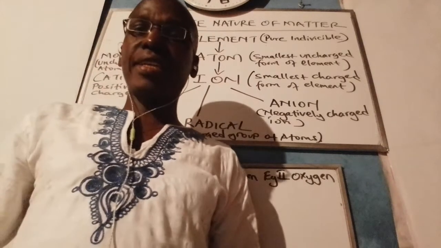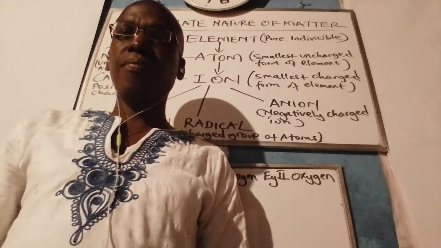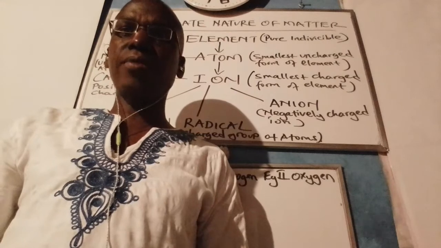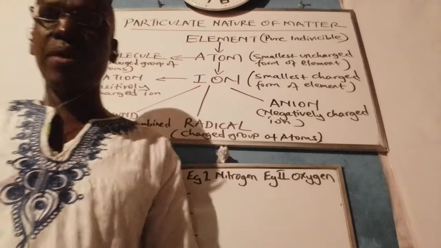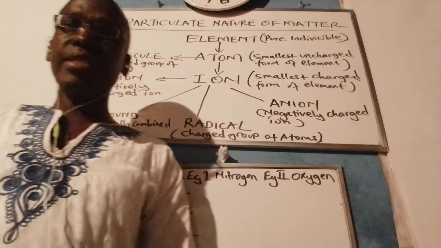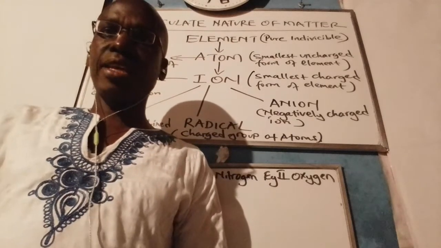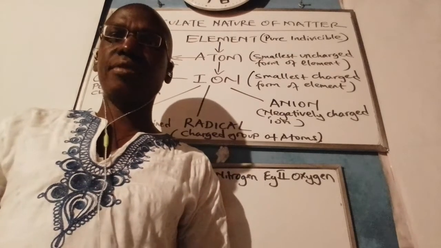Matter is anything that has mass and occupies space. Matter in its form exists in varied distinct units referred to as element, atom, ion, molecule, radical, and compound. When we evaluate these distinct units of matter, we refer to them as the particulate nature of matter simply because matter exists in varied forms and parts.